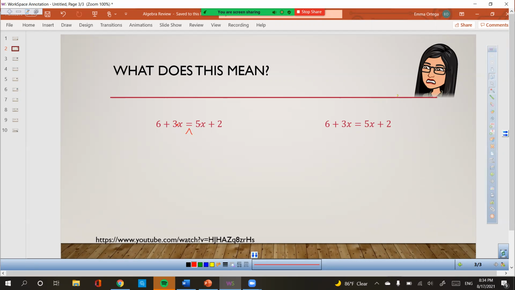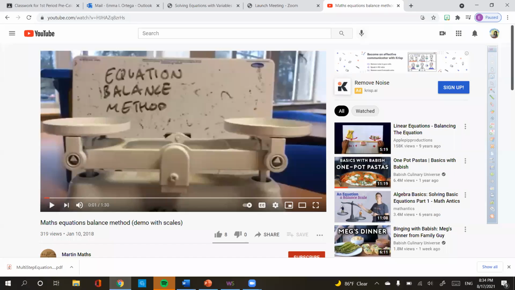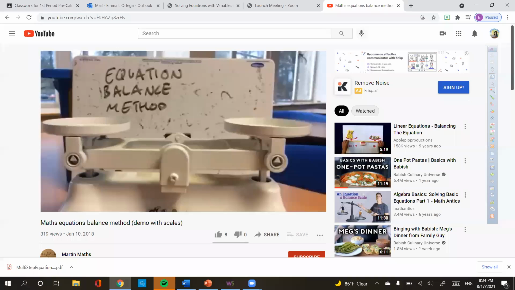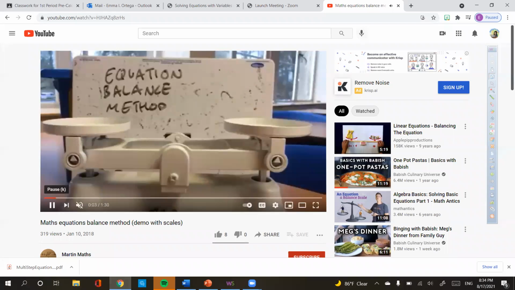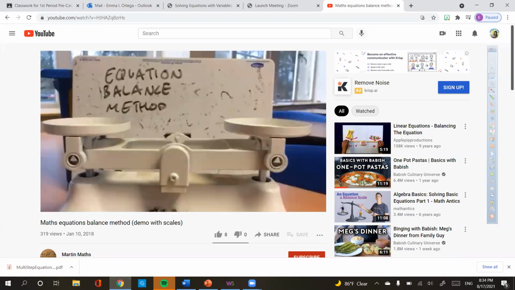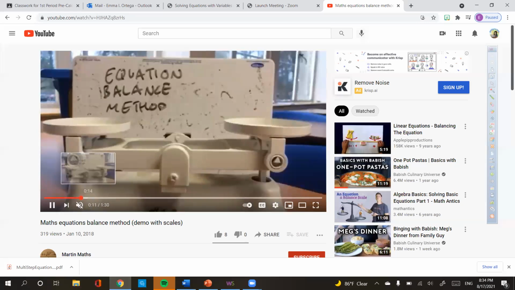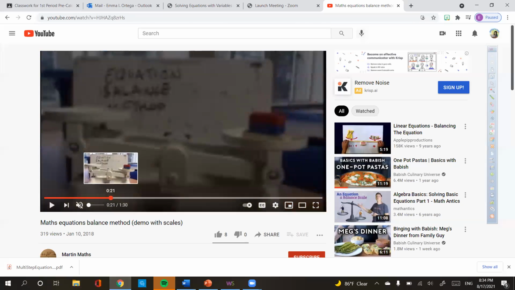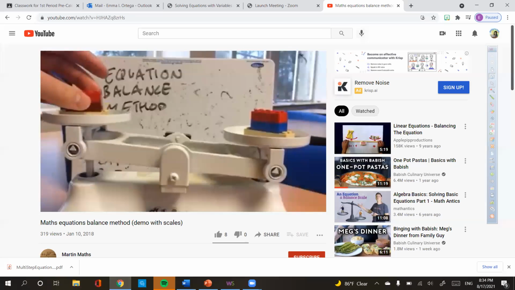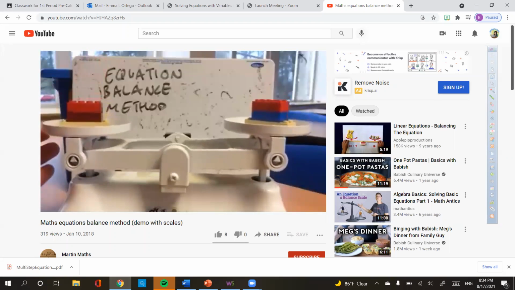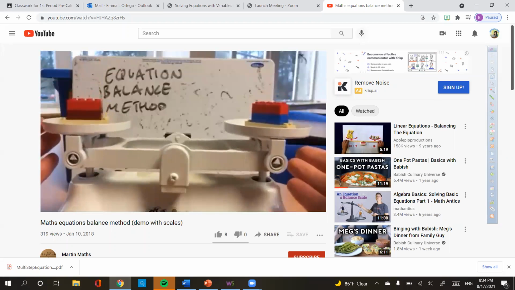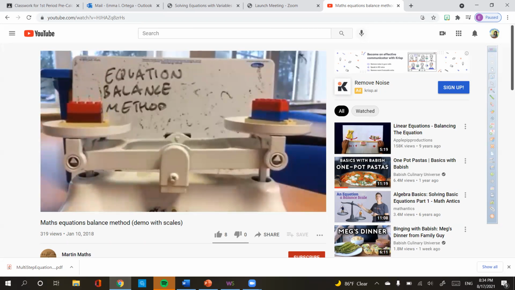I have this little YouTube video. Let me go ahead and play it for you. Again, here we have a balance, and think of the center as the equal sign. As this man shows us here, whatever you do to one side, you have to do to the other side so that it can stay balanced, so they can be equal to each other. That's what an equation shows here.